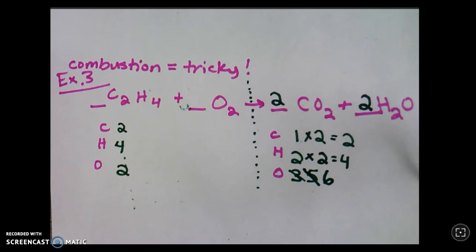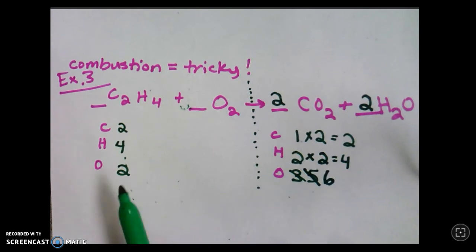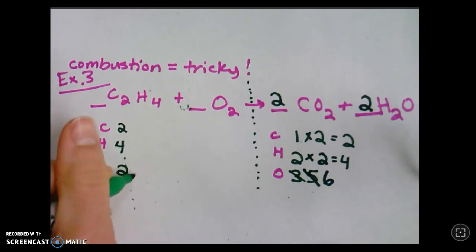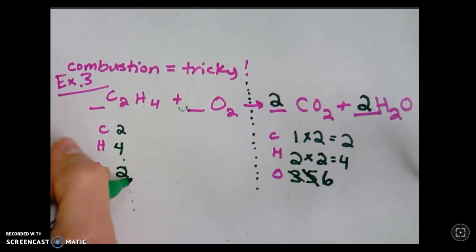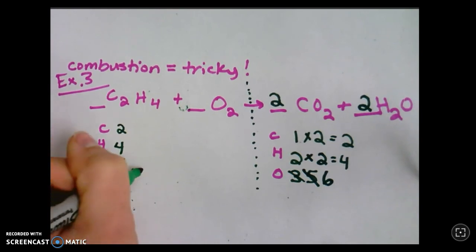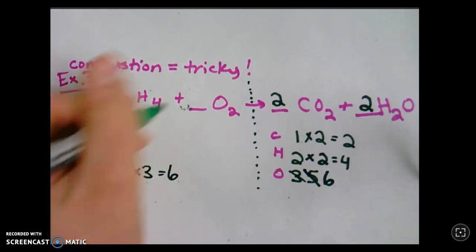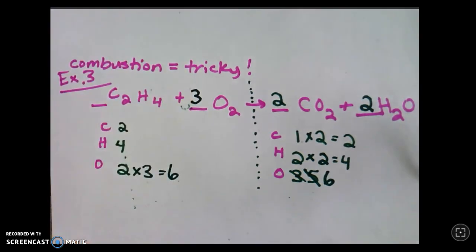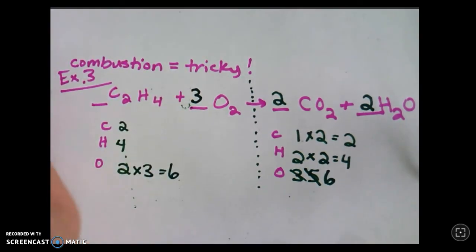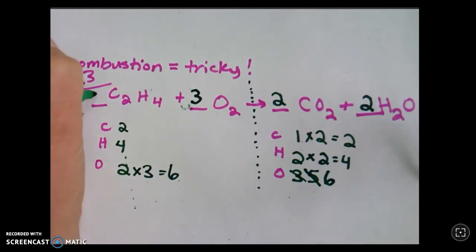My last step here is going to be to balance my oxygens. So I have 6 on the right and 2 on the left. So I need to multiply this by something that will give me 6. 2 times 3 gives me 6. So that means the number that goes up here is 3. And now everything is balanced. And if you want to fill in every spot, you could always put a 1 here just to represent that there's one of those. Okay?